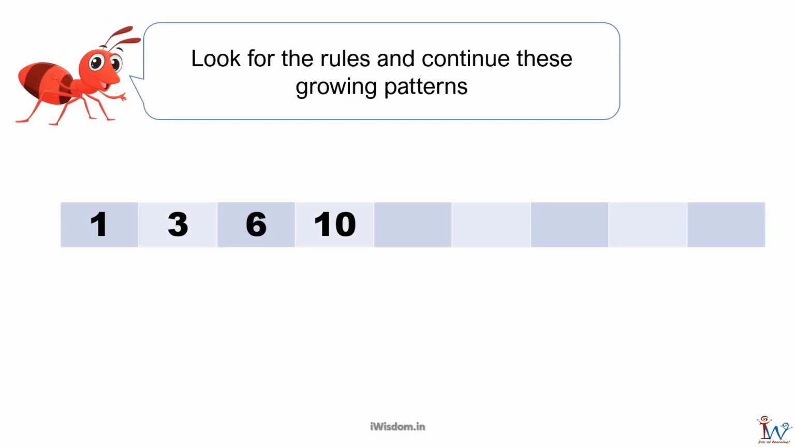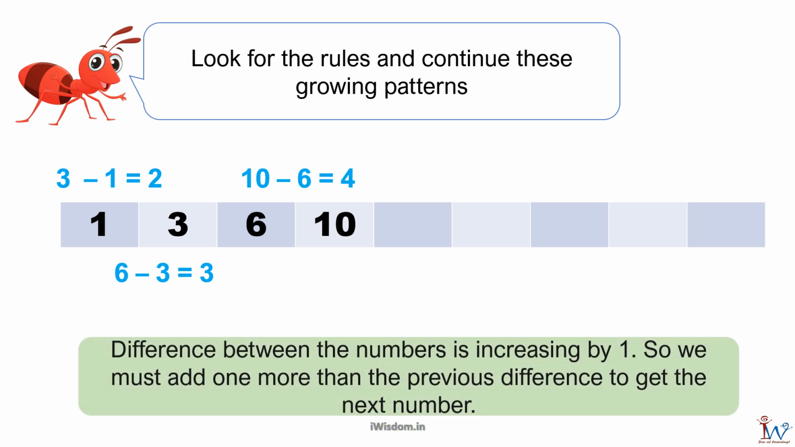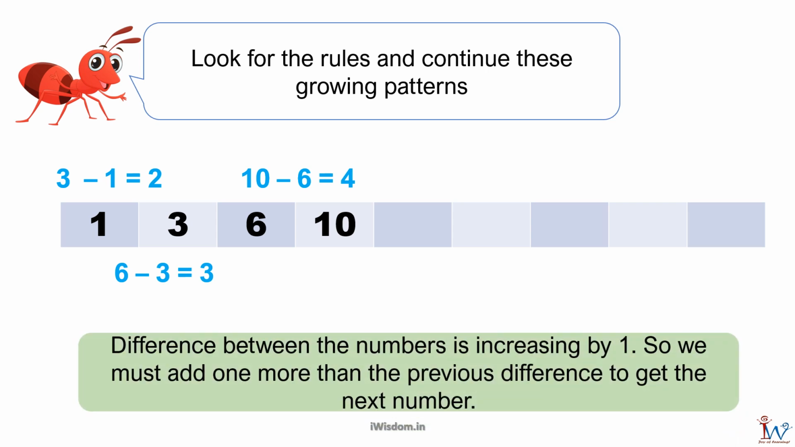Here is the next one. Identify the rule and continue the sequence for the following numbers. To recognize the pattern, let's find the difference between the two numbers in the sequence. 3 minus 1 is equal to 2. 6 minus 3 is equal to 3. 10 minus 6 is equal to 4. Difference between the numbers is increasing by 1.